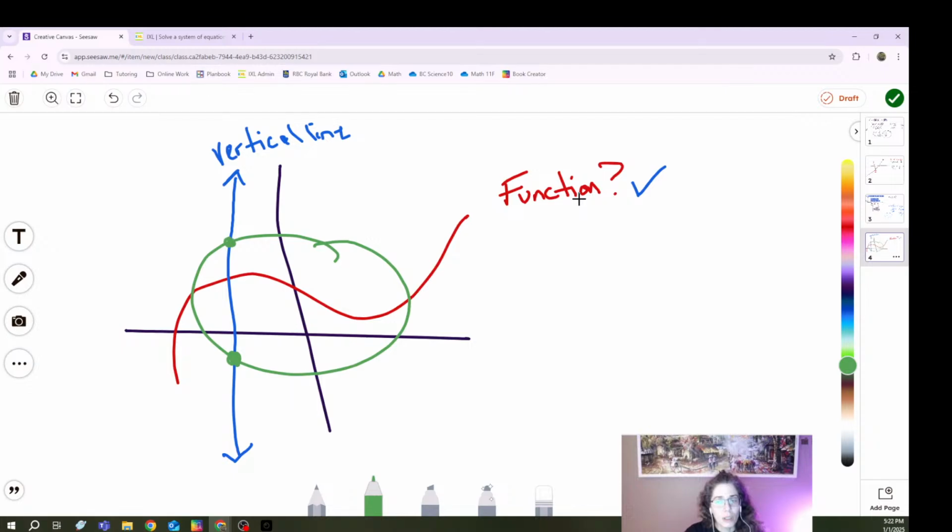Okay, what about this one? Is that a function? Why not? Right, all of those x values repeat. So it is not.